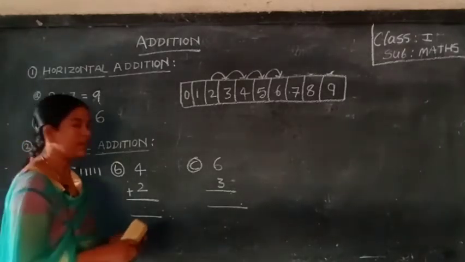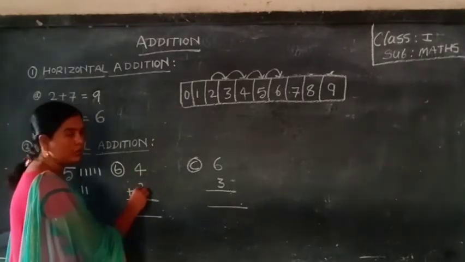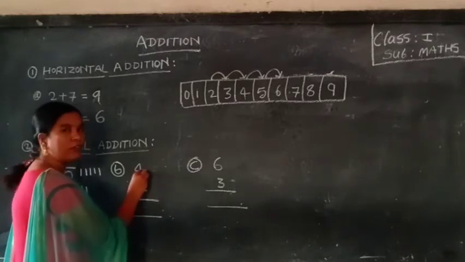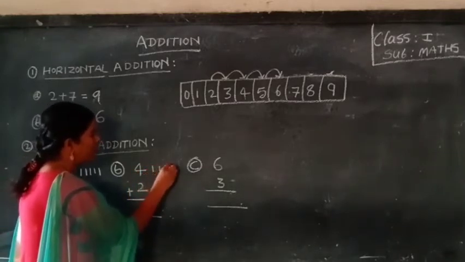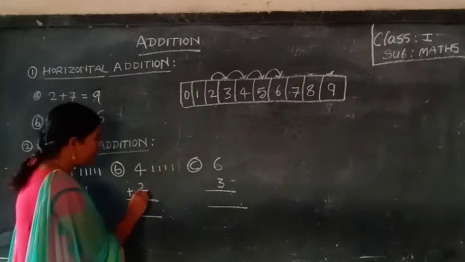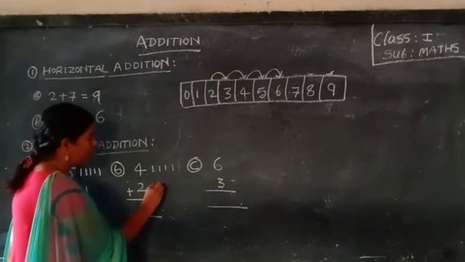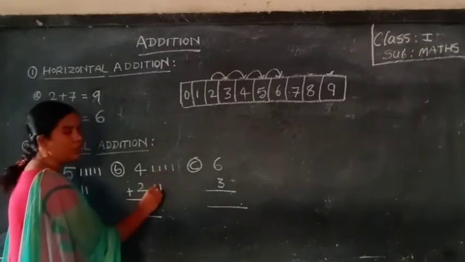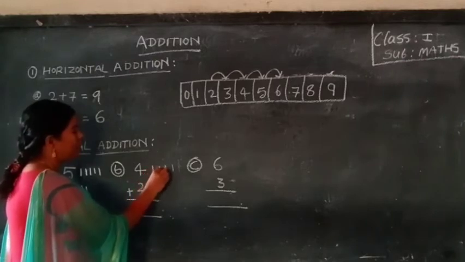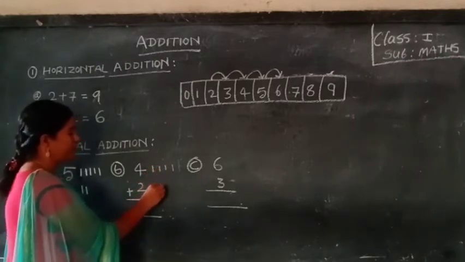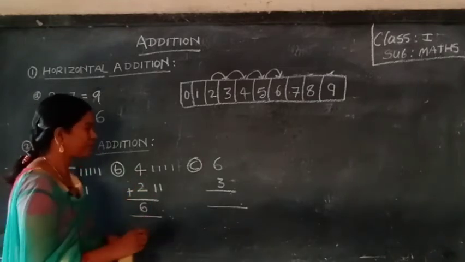Okay children, next second one. Here we have 4 plus 2. Here 4 number, draw 4 lines. 1, 2, 3, 4. Here 2 we have, so we draw 2 lines. 1 and 2. Count total numbers. 1, 2, 3, 4, 5, 6. 4 plus 2 equals 6.